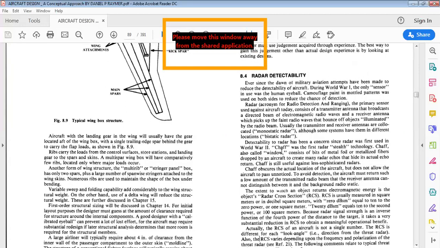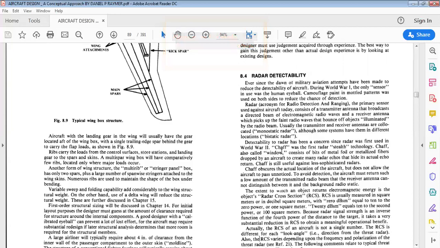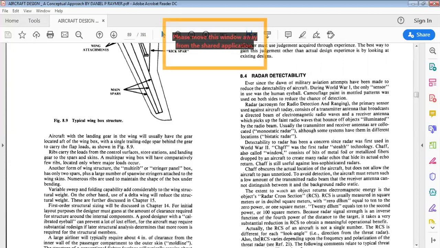The only sensor used was the human eyeball. Before that we were only using the human eye. If it comes into the vision, the sight of an eye, at that time we can tell that, oh, their aircraft flies. So beyond that, we have radar detectability. And also we are using camouflage paint, mottled patterns used on both sides to reduce the chance of detection.